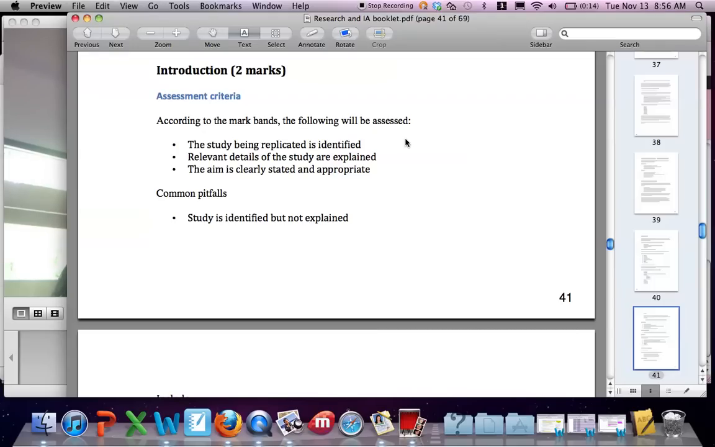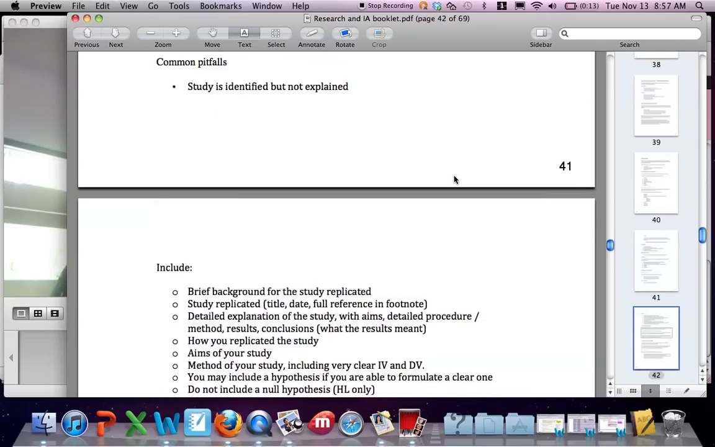It's not difficult. According to the mark bands, the study that you're replicating must be very clearly identified, and that includes the full references of the original study. Details must be explained, so you are putting some details in there about the original experiment, how they conducted it, the results, the method, and all that. And the aim must be clearly stated and appropriate. It doesn't say that you should include the IV and DV, but I personally recommend that you do.